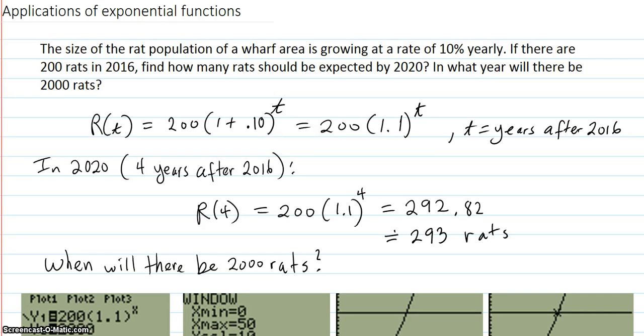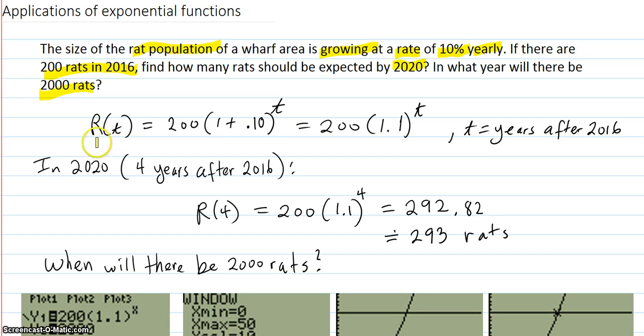Applications of exponential functions. The size of a rat population of a wharf area is growing at a rate of 10% yearly. That's the rate. So it's a growth rate. If there are 200 rats in 2016, that's an initial condition, find how many rats should be expected by 2020. And in what year will there be 2,000 rats?